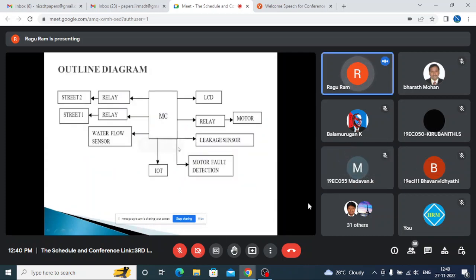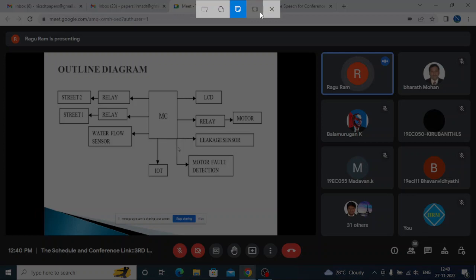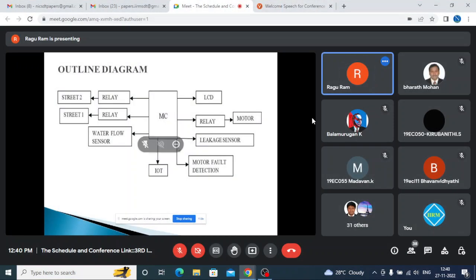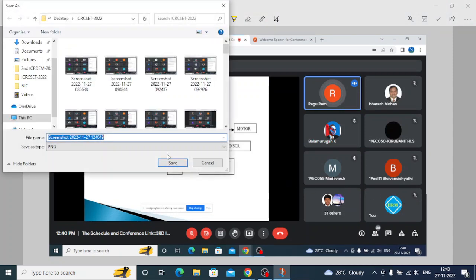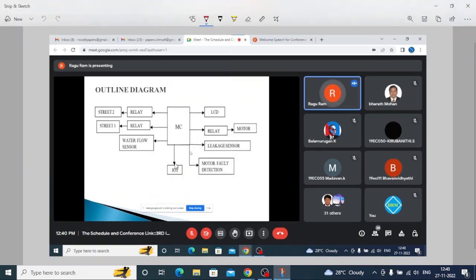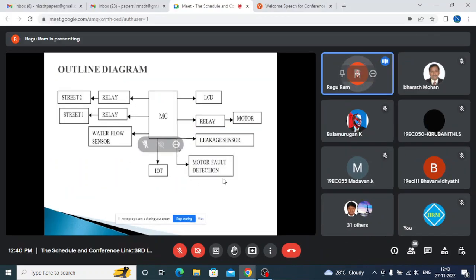The outline diagram of the project. One microcontroller is present, along with the LCD. Water flows from a water tank through various streets. If a street is blocked or water leakage happens in one street, the water will go to another street, without cutting the whole part of the street.